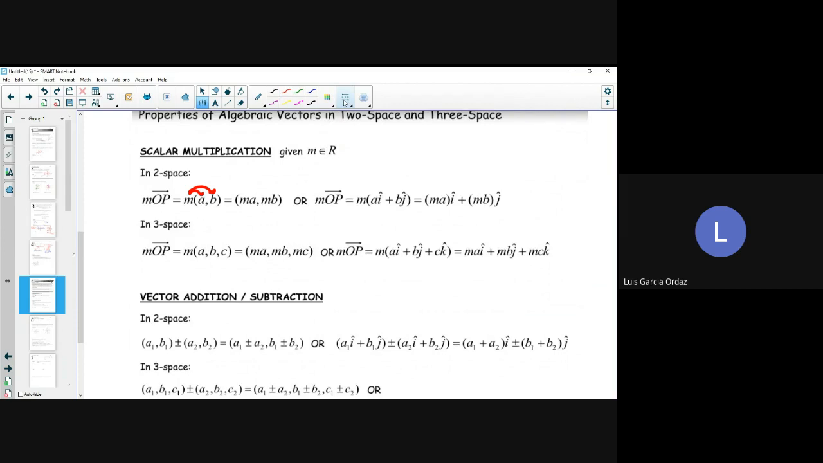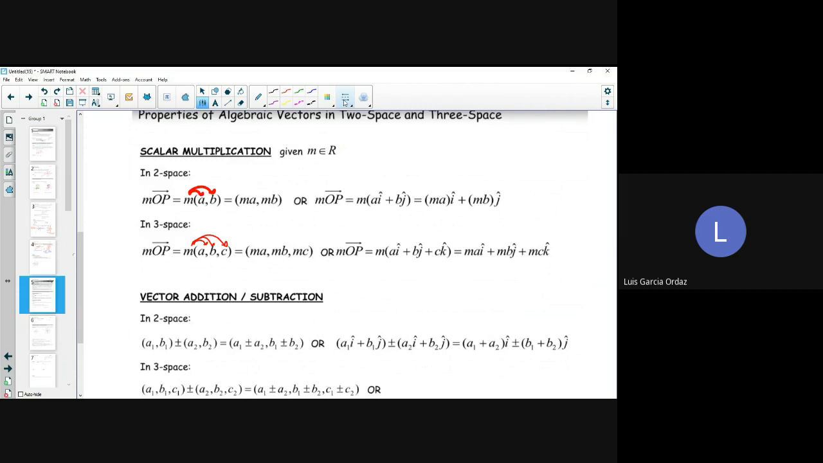Or m times vector OP is equal to m times (a vector i plus b vector j), which is equal to m times a vector i plus m times b vector j. In 3D space, the same thing applies. Again, scalar multiplication: distribute that in.